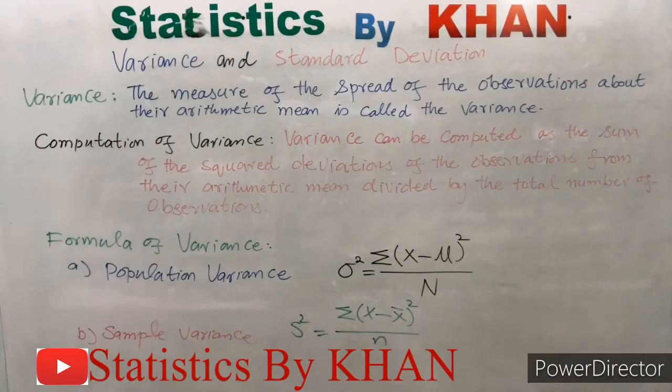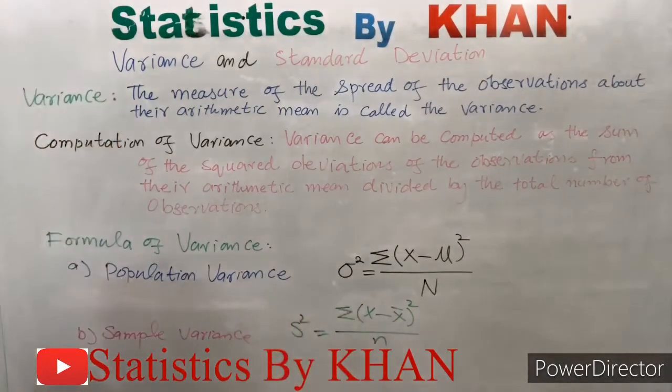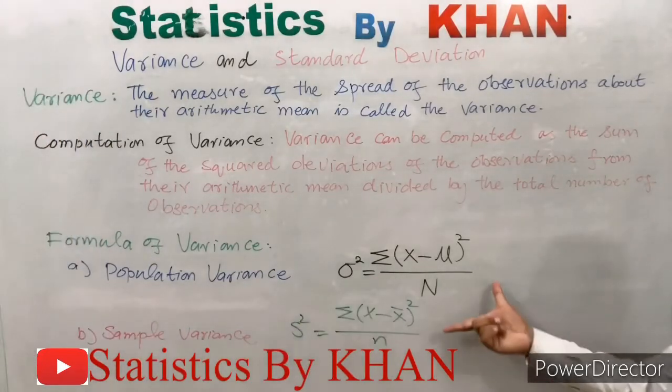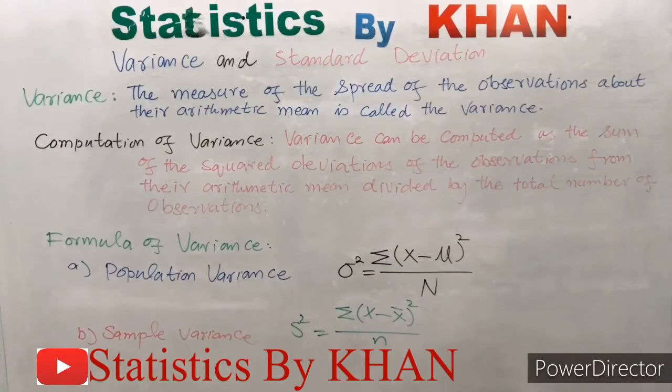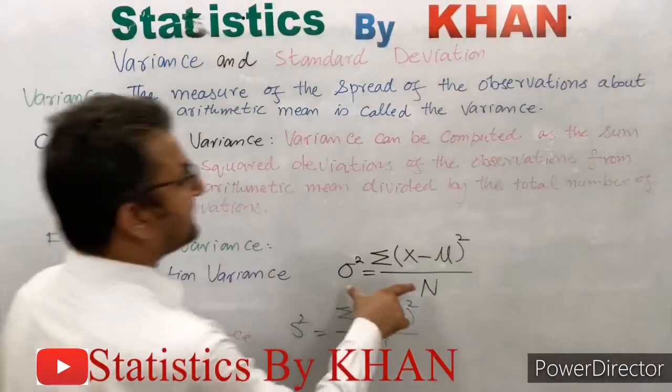If sample data is given, then we will use this formula, and if the population data is given, then we will use the above formula. These are the basic formulas for the variance in the population case as well as in the sample case. What does this formula show?